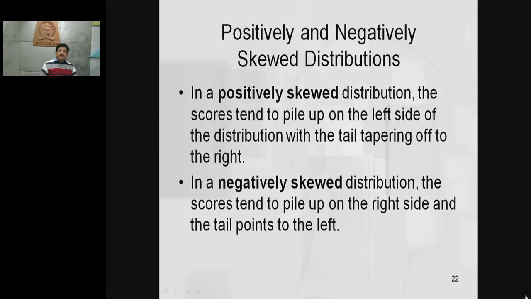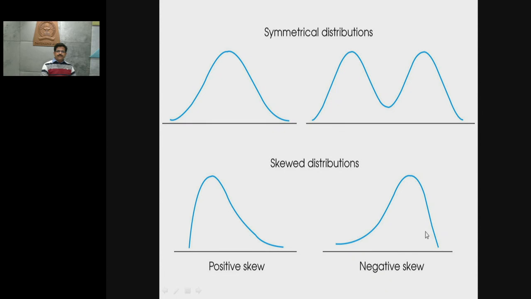So, distributions may be positively or negatively skewed. In a positively skewed distribution, the scores tend to pile up on the left side of the distribution with the tail tapering off to the right. And in a negatively skewed distribution, the scores tend to pile up on the right side and the tail points to the left. Here are the symmetrical distributions, and the two distributions, if you look at the screen, positively skewed, negatively skewed.